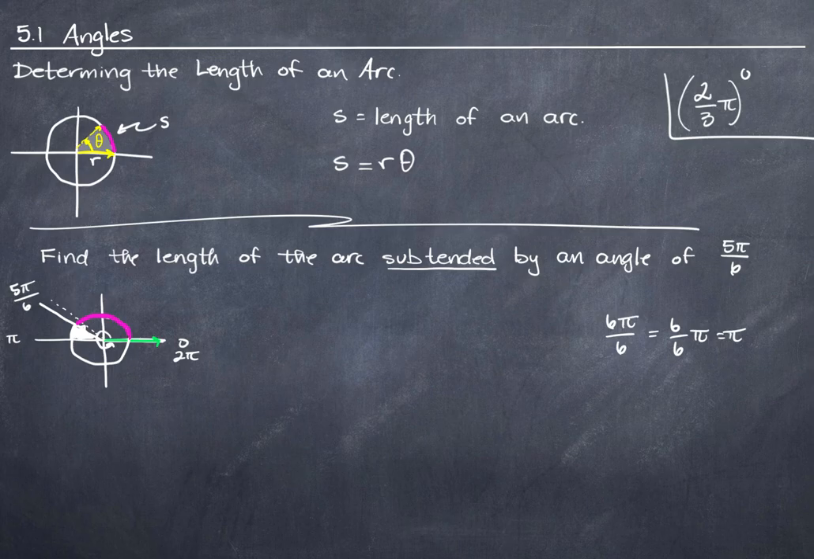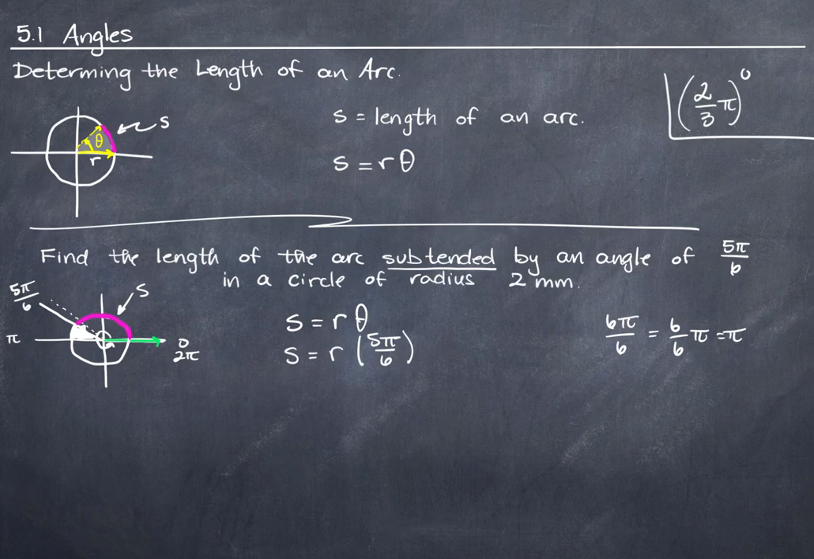So I'm going to use my formula. S, that's the length of the arc. That's my S. S equals R theta. So S here equals R times 5 pi over 6. What's missing is the radius of the circle. I haven't told you what that is. So let me add that to the problem. You would need that in any case.